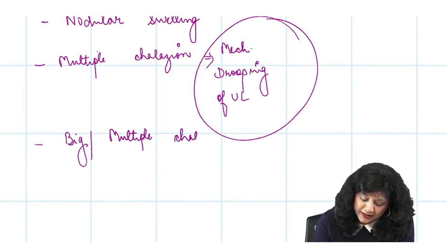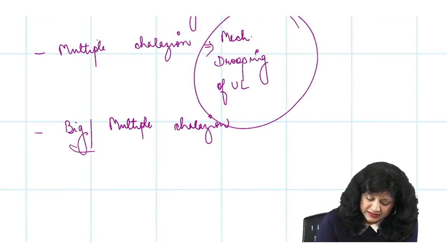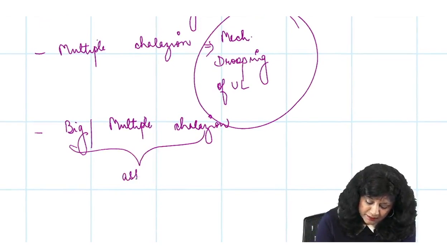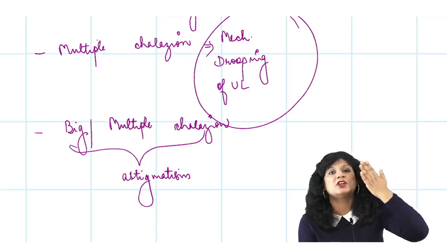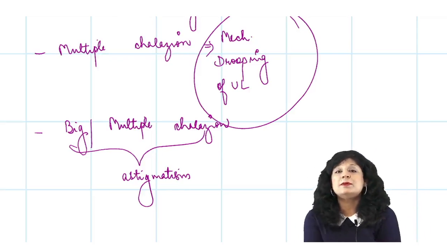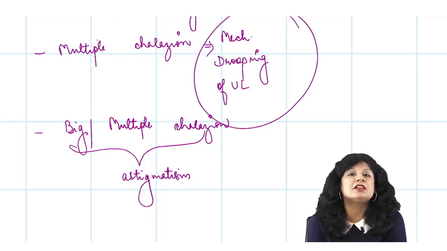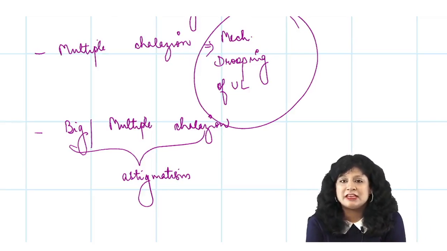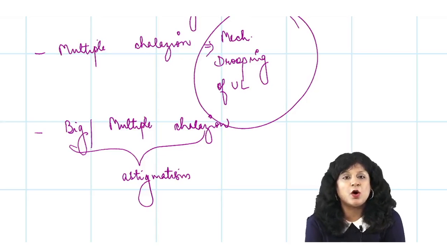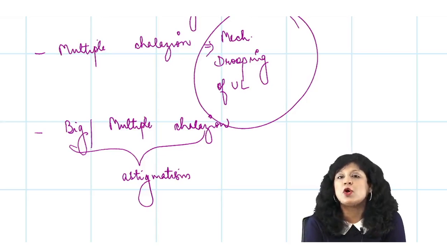If I have a big chalazion or multiple chalazia, then this can also lead to astigmatism, because this can cause pressure over the cornea. So I cannot be sure that this will not affect the visual acuity. So I think this is now very, very clear that this is not the hordeolum and it is not the chalazion.